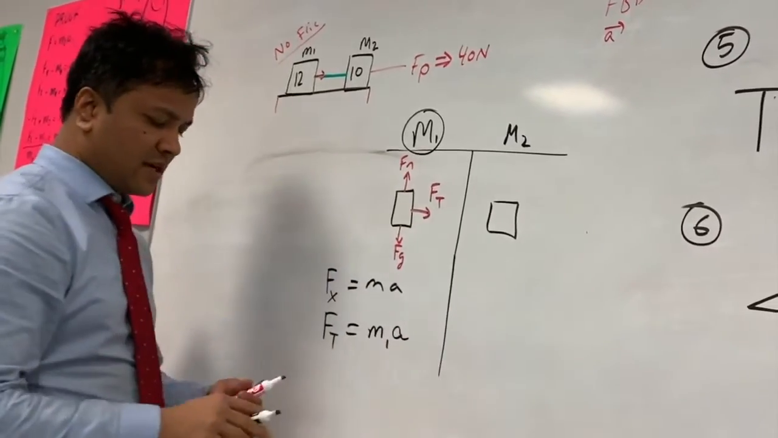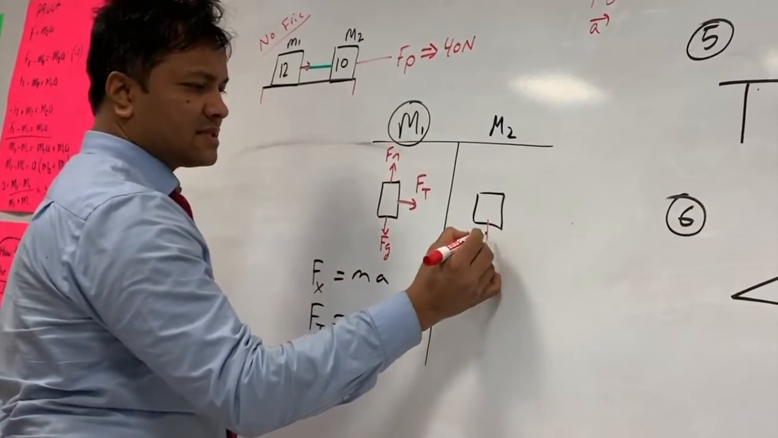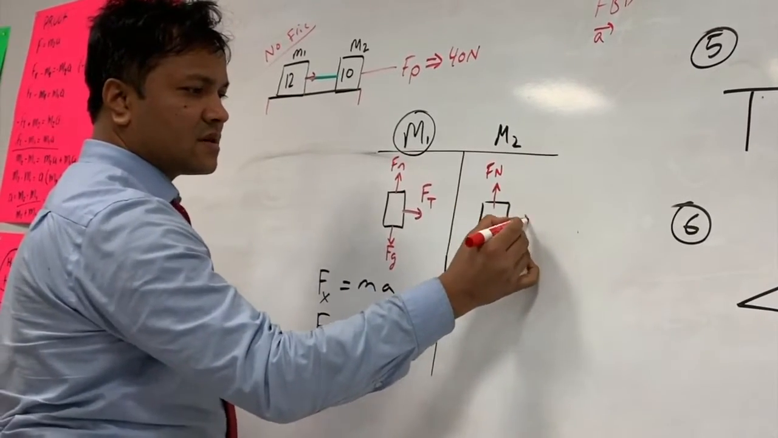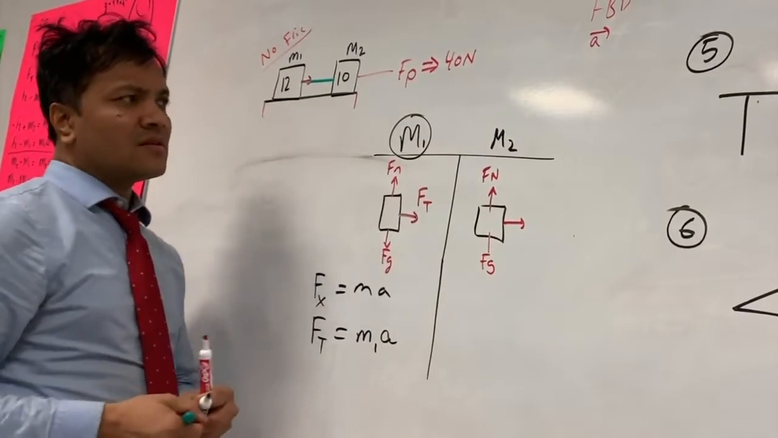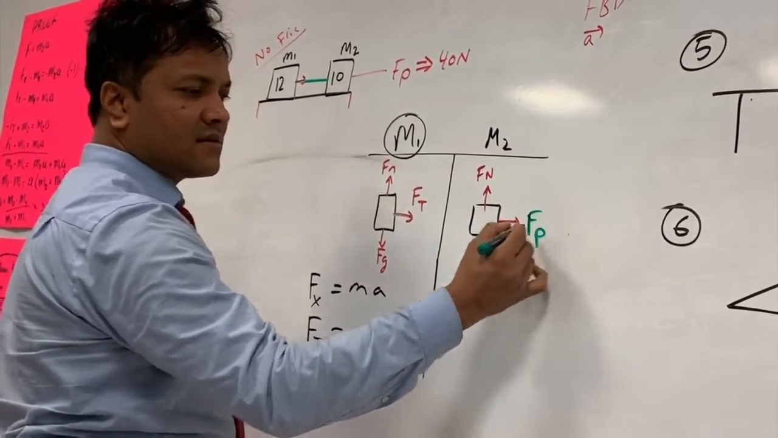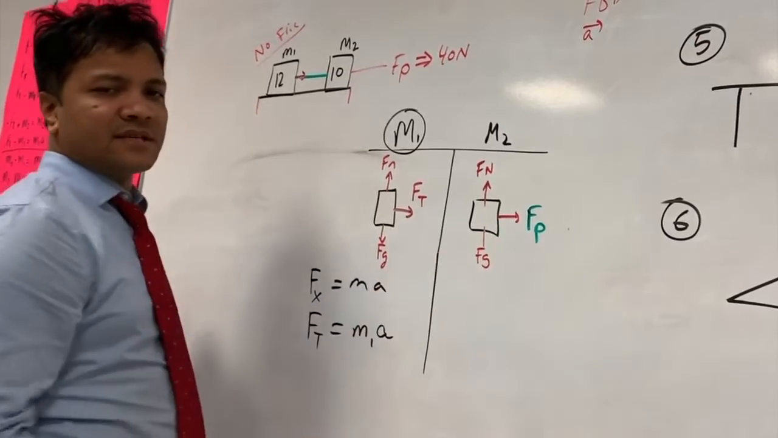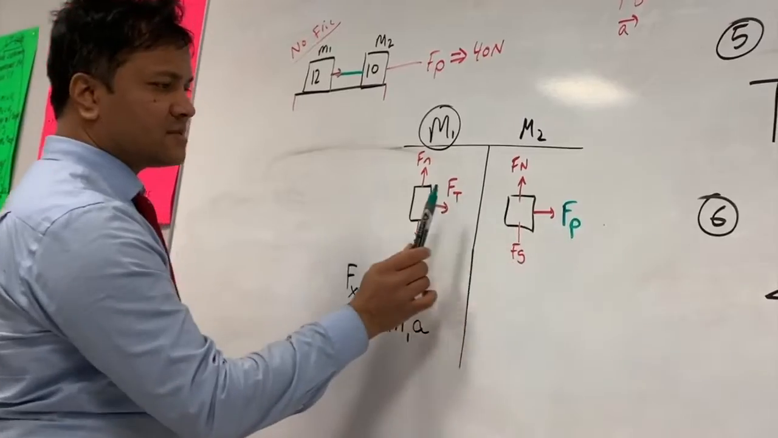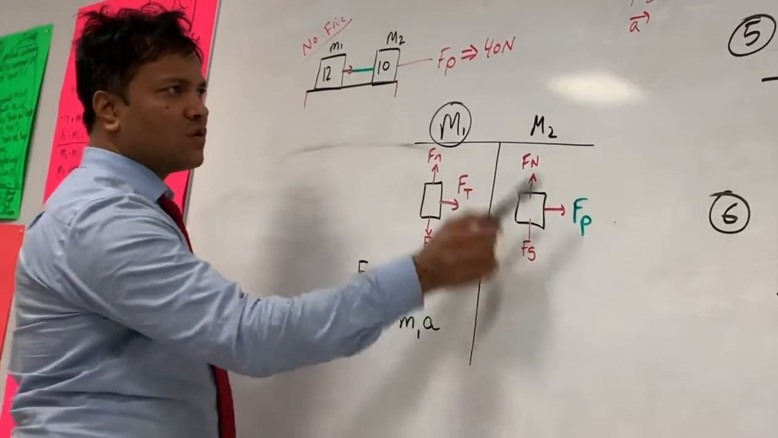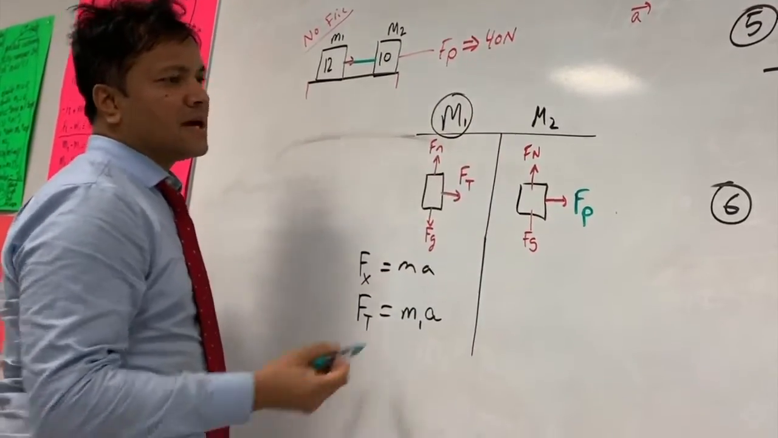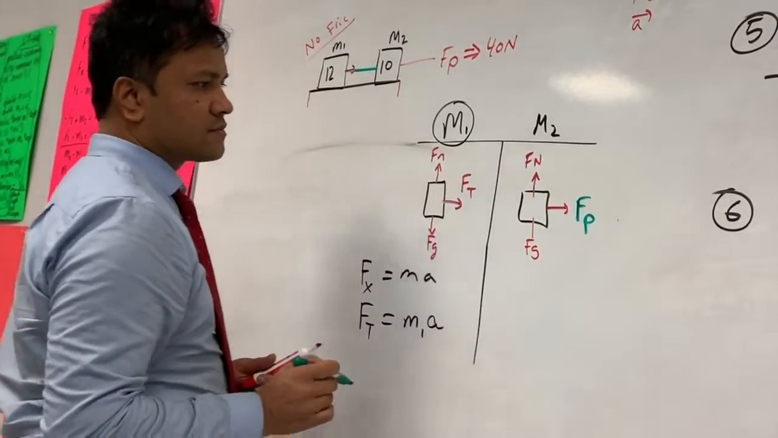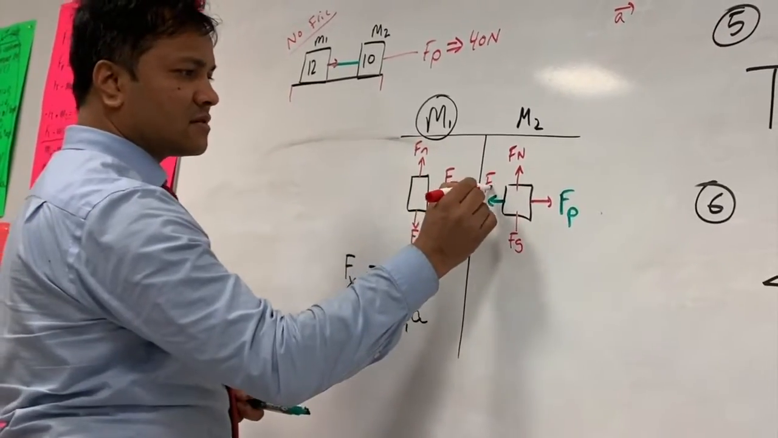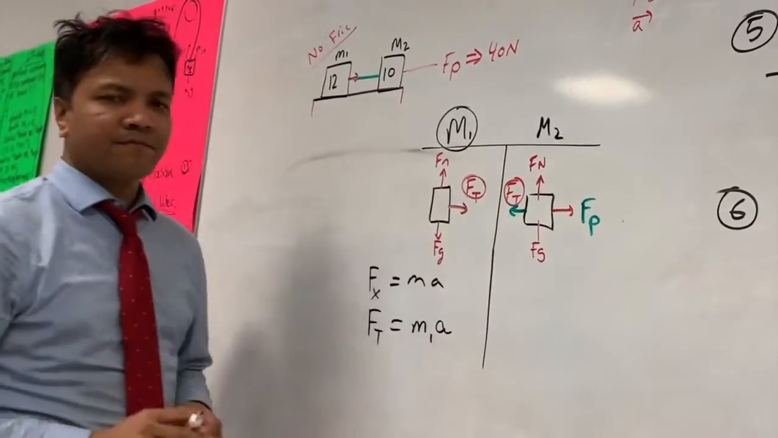Alright, now let's do the force diagram over here. This is Fg, this is Fn, and this is Fp, not Ft. This is kind of Ft, but Ft would be different. Okay, this Fp is known, 40 Newton, and then this is our Ft. This Ft I'm going to write in red because this Ft and this Ft are the same.